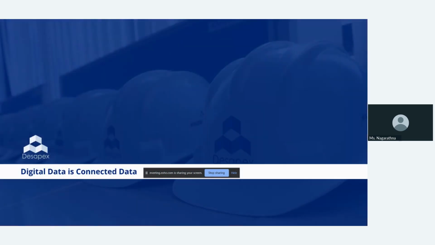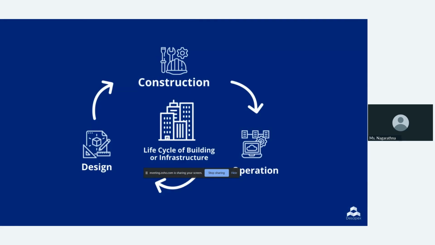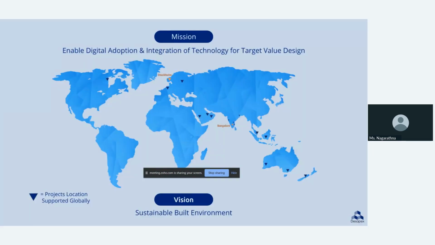Let me introduce you to Desapex. Desapex is a digital engineering organization working towards digital technology integration in the AEC industry to improve the life cycle of built assets. We provide complete digital solutions throughout the life cycle of the building or infrastructure, that is, design, construction, and operation. Desapex aims to create a sustainable built environment by enabling digital adoption and integration of technologies for target value design. We are headquartered at Bengaluru, and we also operate from three major cities in India: Chennai, Hubli, and Hyderabad. We also serve our clients across the globe.